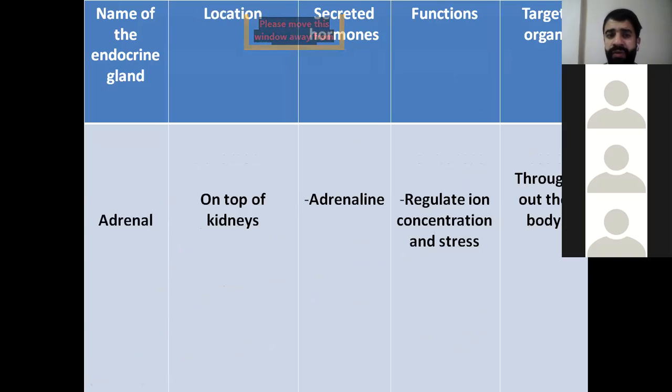Adrenal glands are found on the top of the kidneys. These glands secrete the hormone adrenaline. Adrenaline regulates the ionic concentration and the stress level, and it works throughout the body.